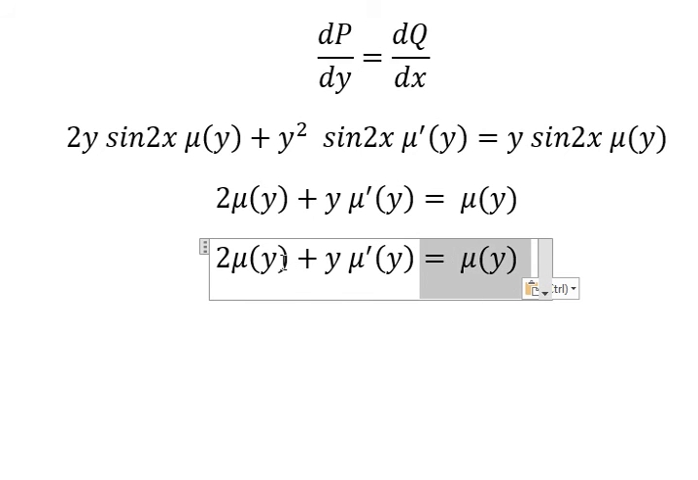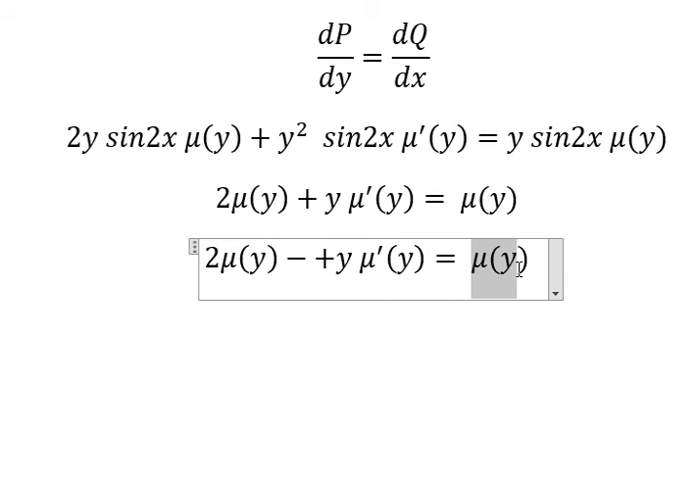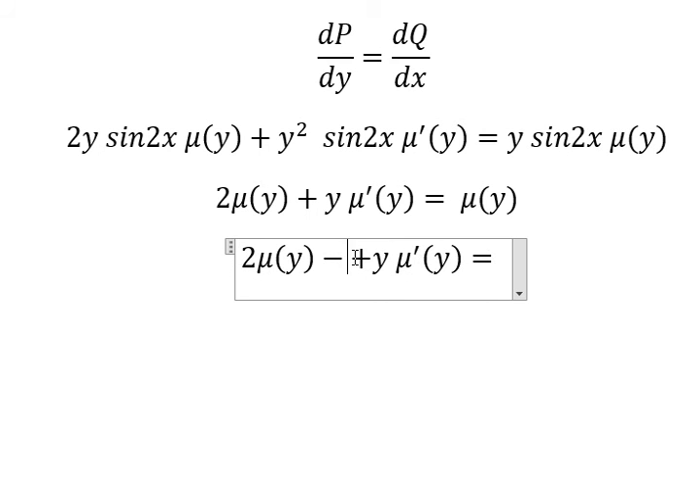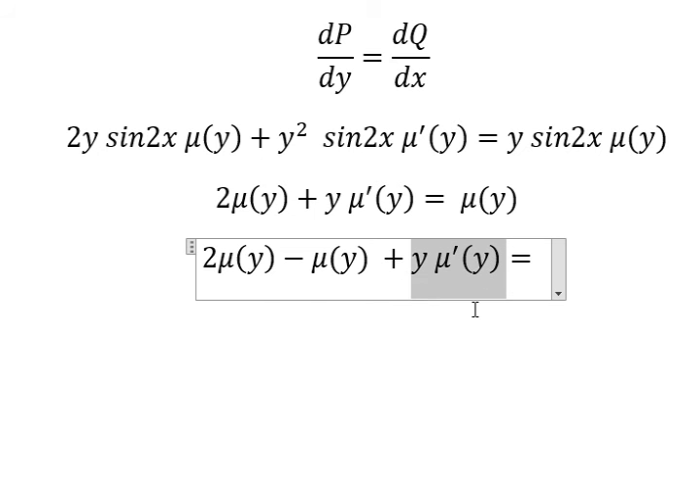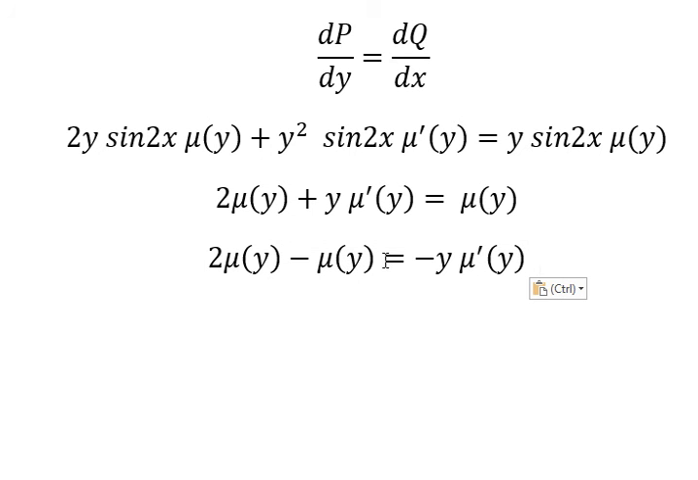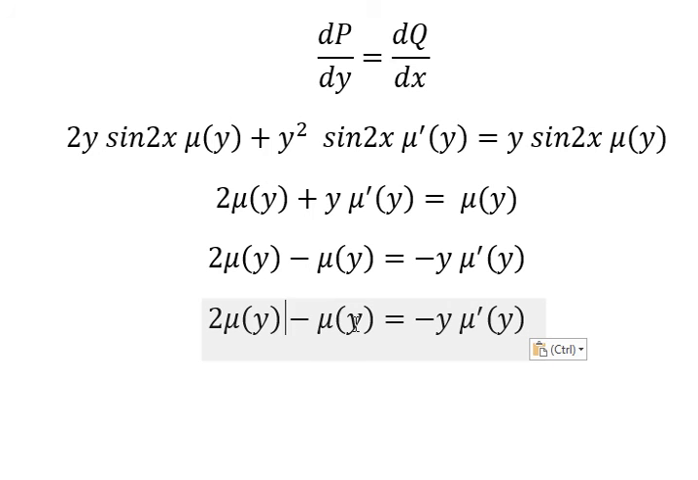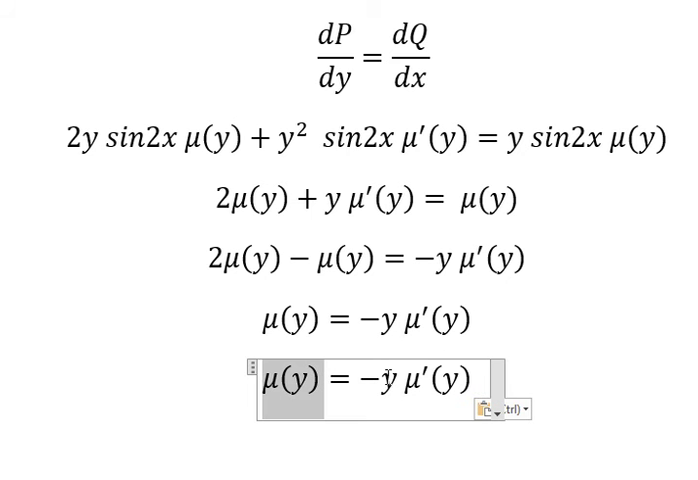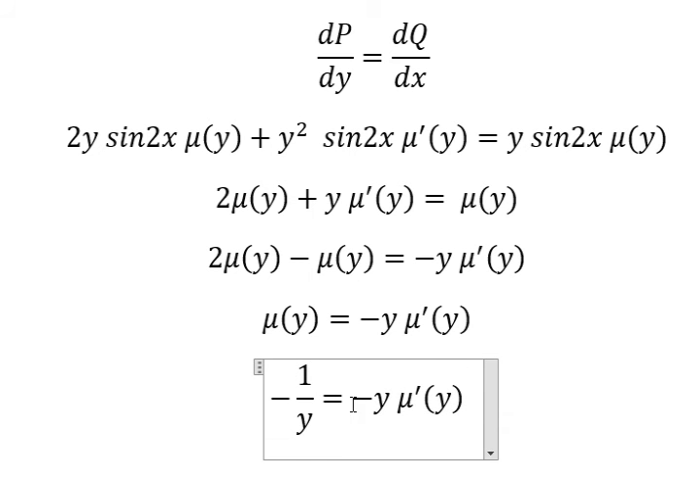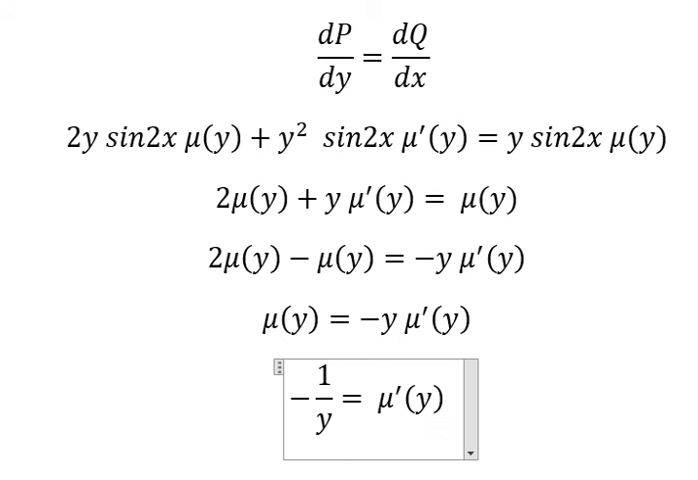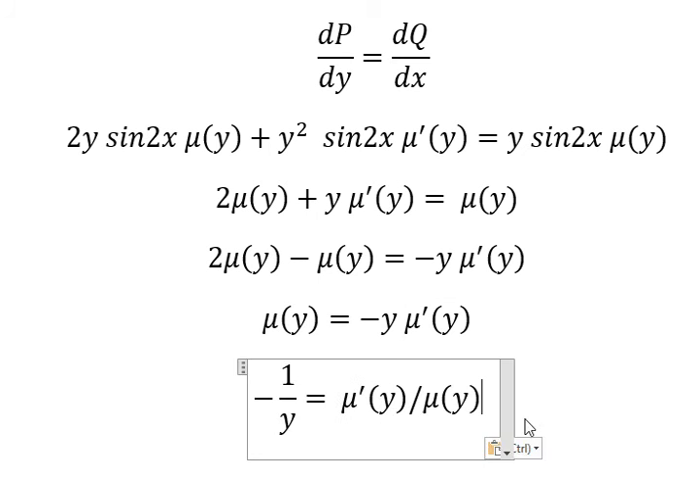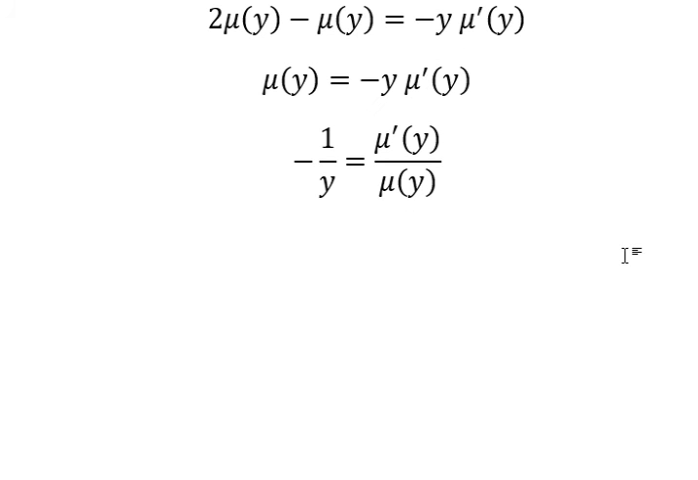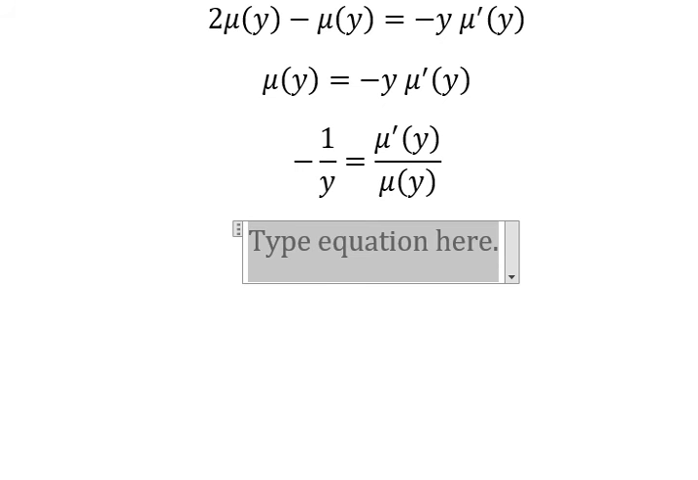So mu y we put in here. And this one I will put in here. So this one we have 1 mu y. Next, we divide both sides by mu y and negative y. Next, we put the integration for both sides.